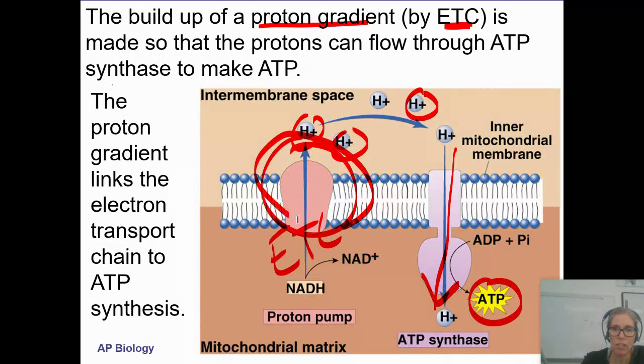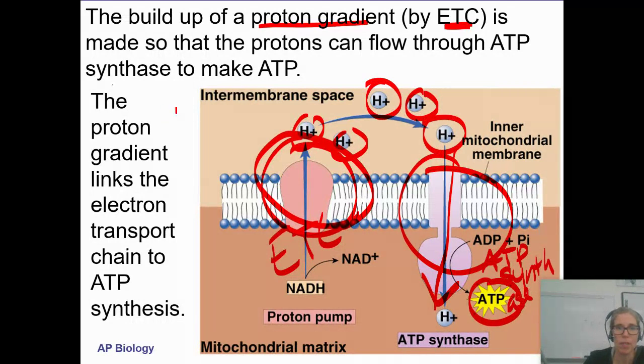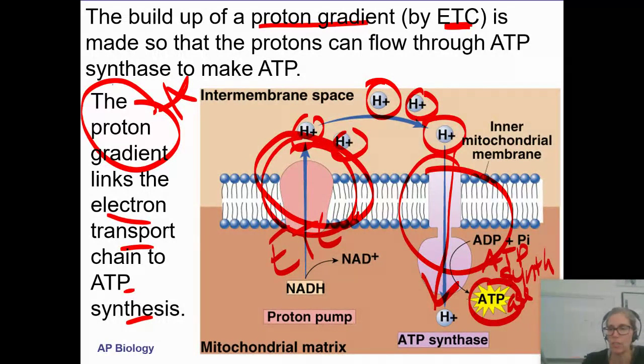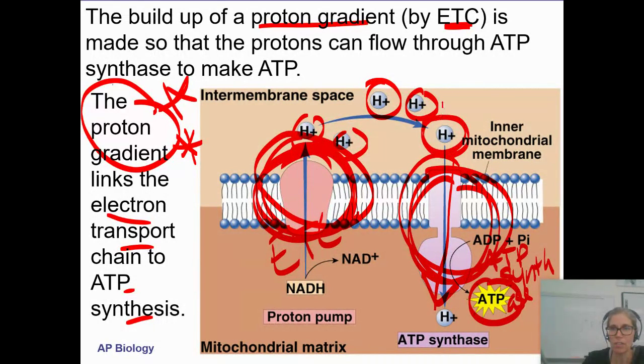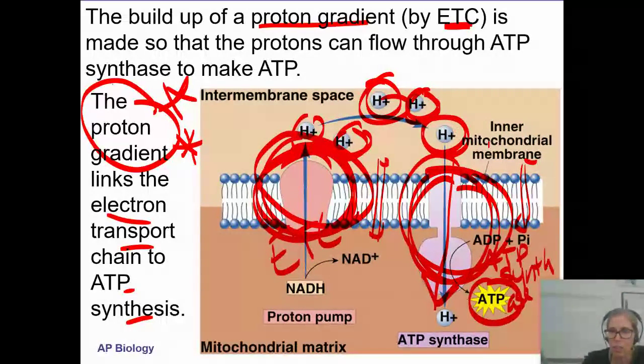So what connects the electron transport chain to ATP synthase? Well, the thing that connects them is the proton gradient. So that's the key here. The proton gradient links the electron transport chain to ATP synthesis. AP wants you to know that for sure. If you poke holes through here, you don't make any ATP, or at least you make way less.